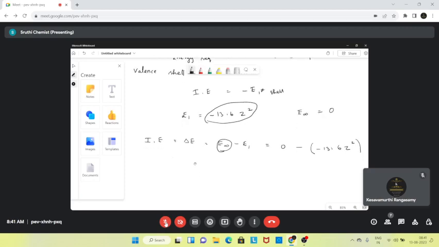Then your delta E, or ionization enthalpy, is minus into minus plus, so plus 13.6 Z square. This is your ionization enthalpy. So ionization enthalpy is always equal to the negative of the first shell energy value. So this is what you got finally. This is about ionization enthalpy.